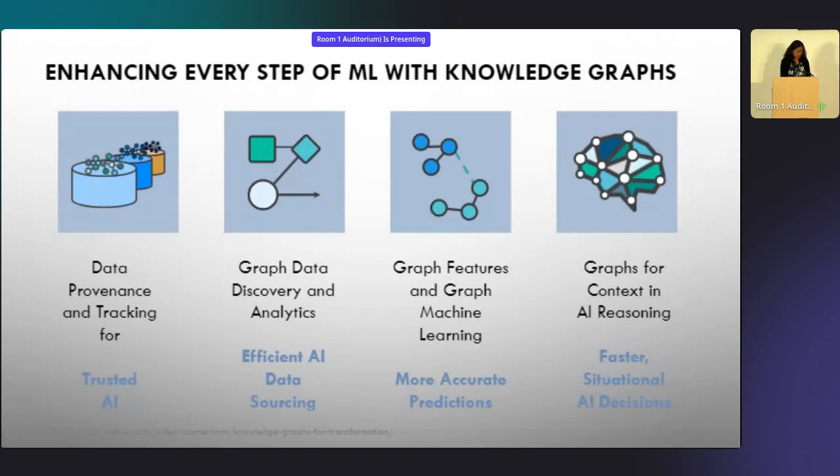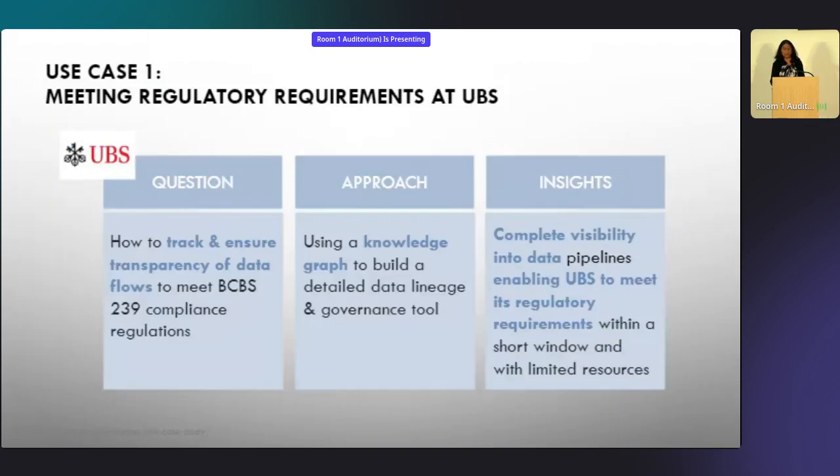So the next few slides that I'm going to talk about right now would exemplify this better, because they showcase how different organizations are using knowledge graphs for data lineage, data discovery, and data analytics. Okay. All right, so the first use case that I would like to share with you is data lineage and tracking for governance and compliance at UBS.